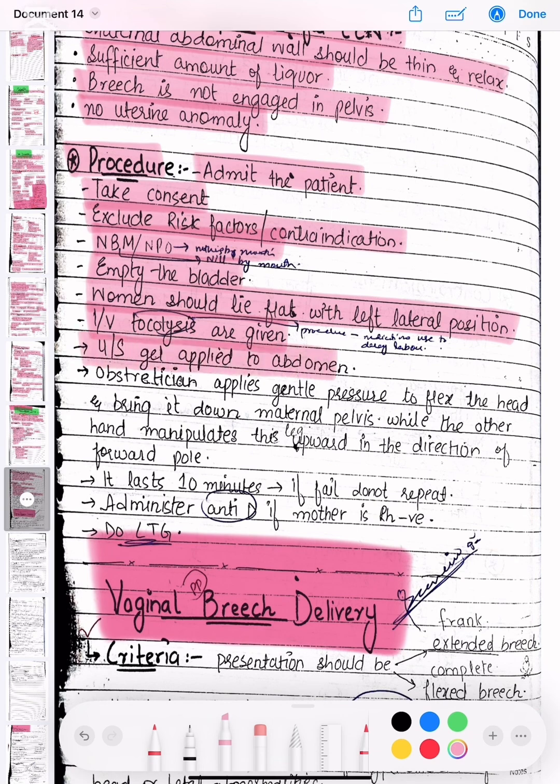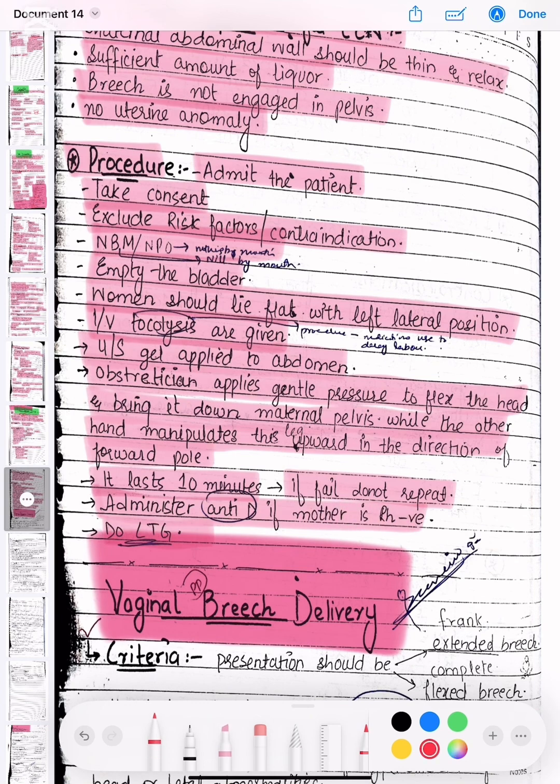Ultrasound gel is applied to the abdomen and the obstetrician applies gentle pressure to flex the head and bring it down to the maternal pelvis, while the other hand manipulates the breech upward in the direction of the forward pole. It lasts 10 minutes. If it fails, do not repeat. Administer anti-D if the mother is Rh negative and do CTG.